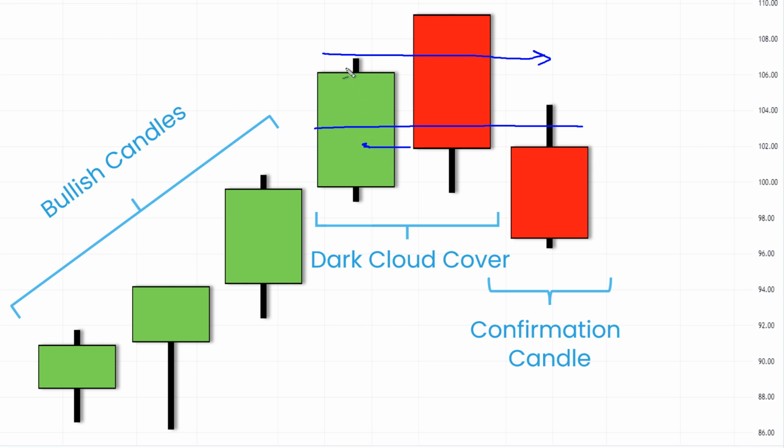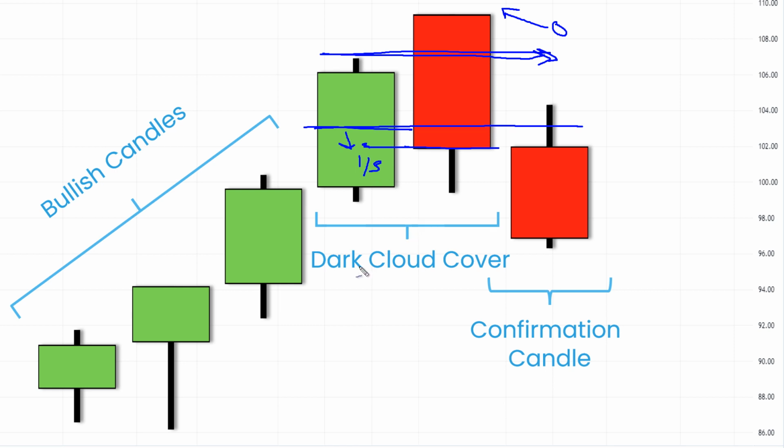So what are we going to take away from this? Once again, the open of the bear candle has to be above the previous candle's high, which has to be bullish. Then the close of this bearish candle has to be in the half to lower 1/3 of the previous bull candle. Easy enough?